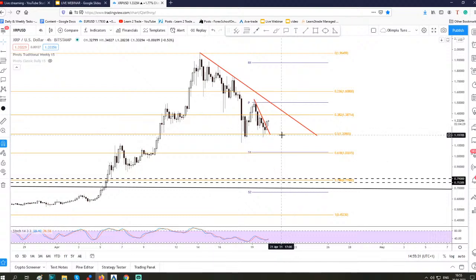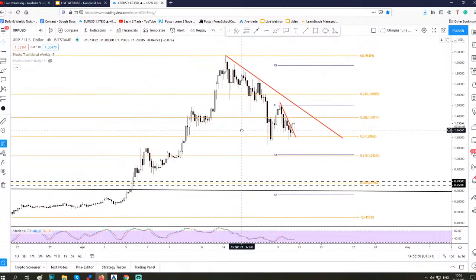Okay, so Ripple has found support right on the 50% retracement level, and now it could move sideways. And as you can see here, the price failed to approach the weekly support. We had only a false breakdown here, retest, and now it could increase in the short term.